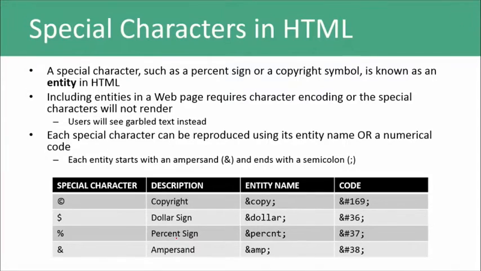The numerical code. So each entity starts with an ampersand. So these guys right here are ampersands, and they end with a semicolon. Once again, my ugly circles here. Should probably be drawing them with my finger instead of a mouse, but don't always get it right, right? All right.